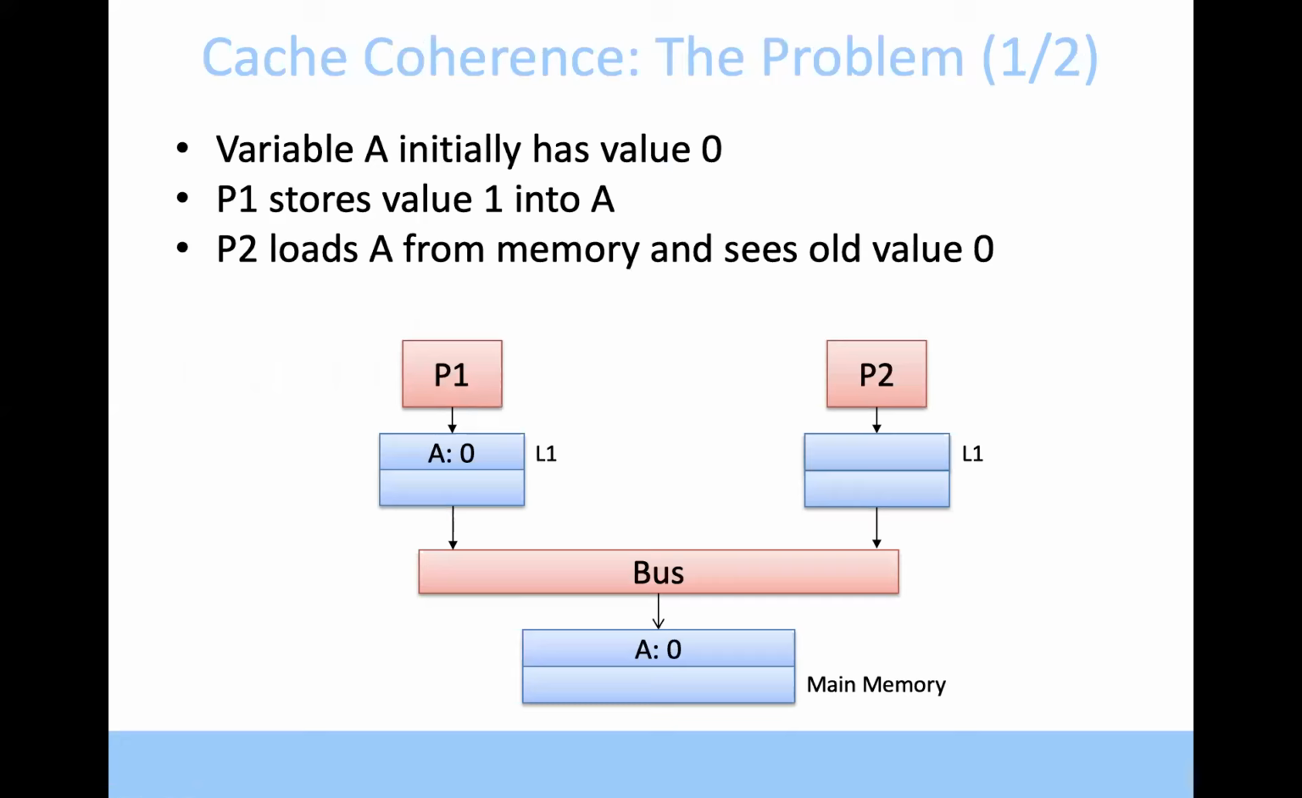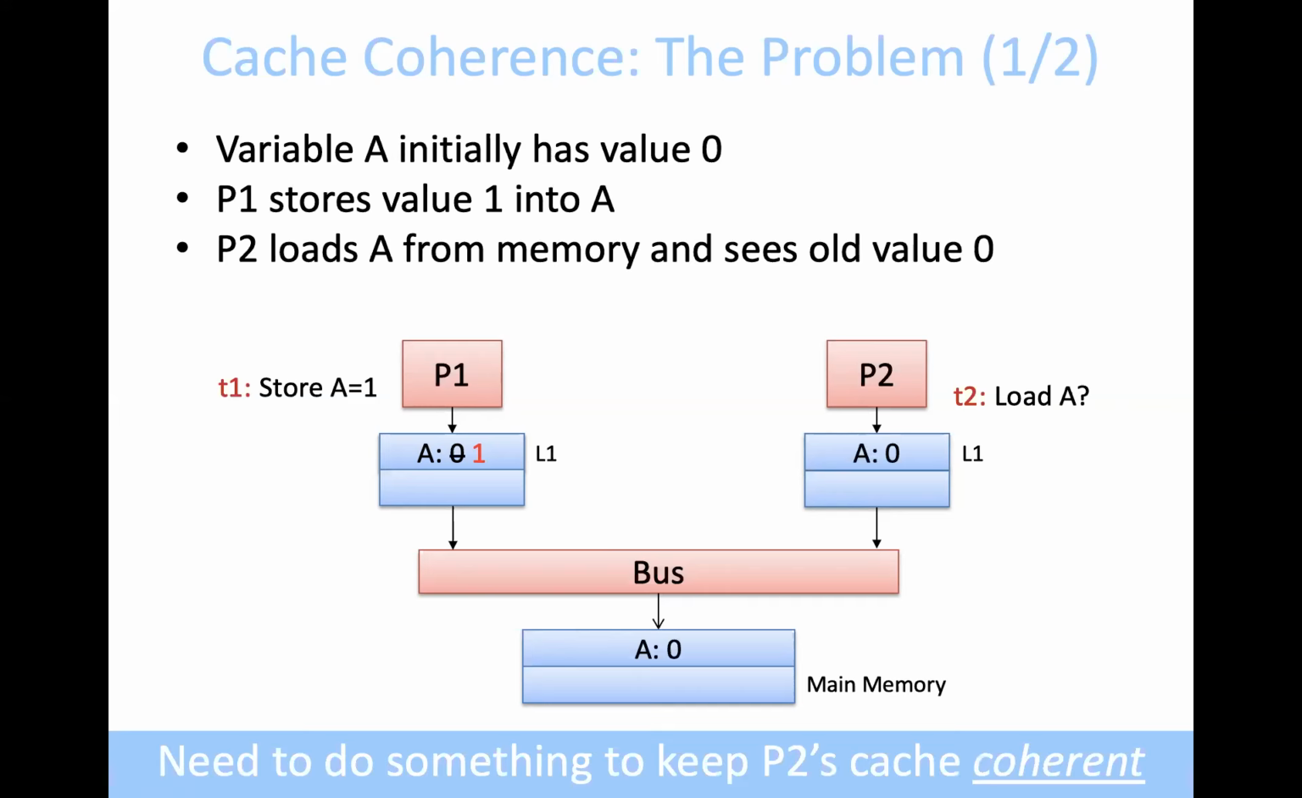So, more concretely, in terms of processors and coherence, let's say variable A initially has the value 0. Now P1 stores 1 into A, and let's say P2 loads A from memory, and now sees a value of 0. P2 loads A after P1 has written 1 to A, but that value has not been propagated back to main memory. It's sitting in P1's cache. So P2 sees an out of date value for A.